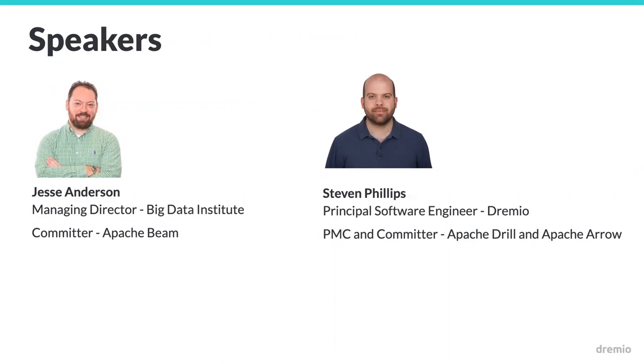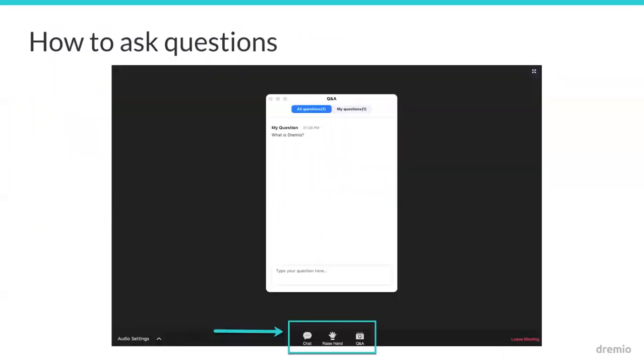With me is Stephen Phillips. He's a principal software engineer at Dremio. He's also a very technical person. He's a PMC and committer on the Apache Drill and Apache Arrow projects. We're in good luck because we're able to, as technologists, ask some very technical questions to Stephen. So be ready, let's try and stump him with some really technical things.